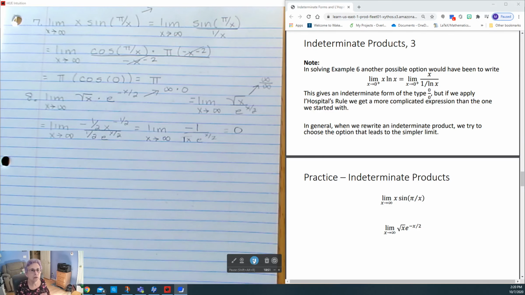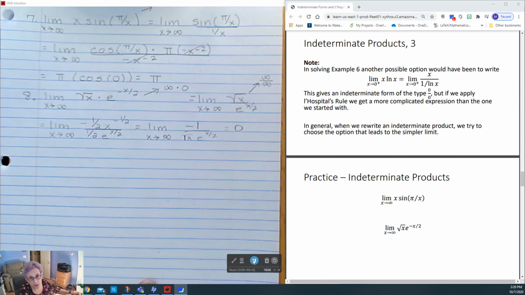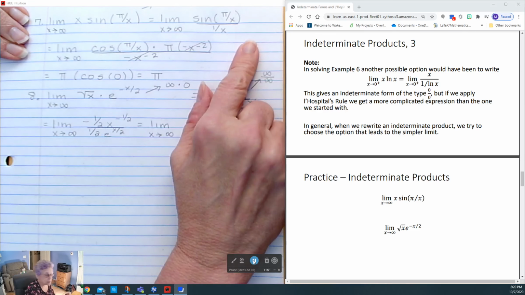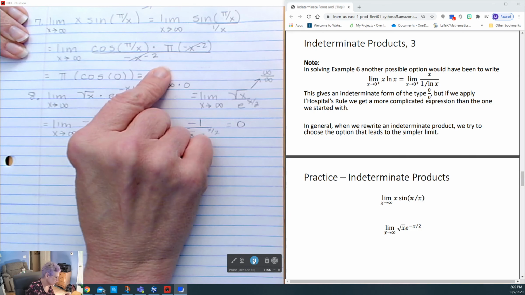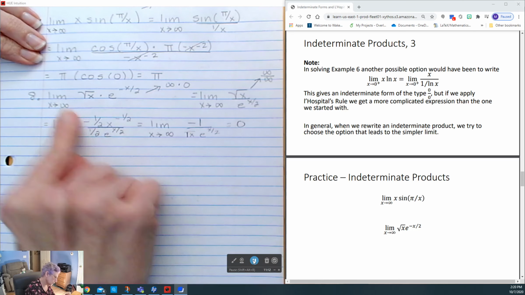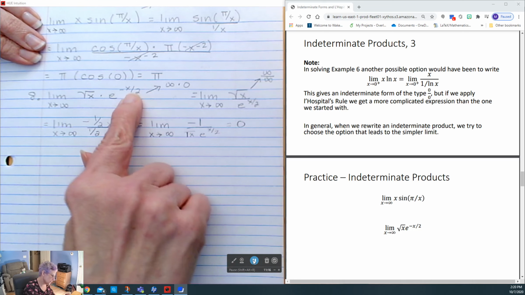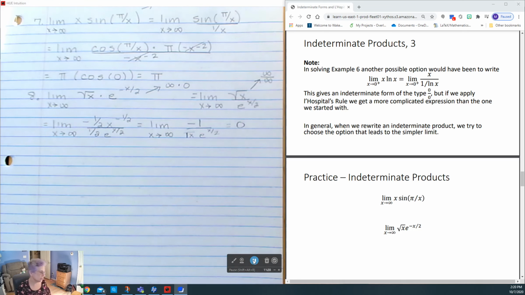Not too bad. First one I rewrote, I put the 1 over x in the bottom instead of 1 over sine of x, because it's just easier to differentiate sine than it would be to differentiate cosecant. And I ended up with pi. And then in the second one, I did exactly what I suggested. I put the thing with the negative exponent on the bottom, differentiated, got 0.